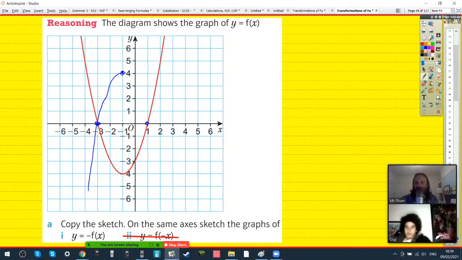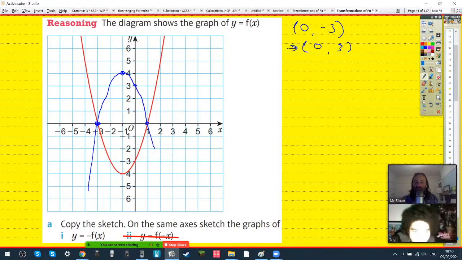Yes. What about this y-intercept? Would it stay the same? No. Oh, I'm not sure. So it's currently 0, minus 3. Oh, it'll be 0, 3. Yeah. Well done. So that becomes 0, 3. So the x's stayed the same because the y is 0. 0 and minus 0 are the same thing.